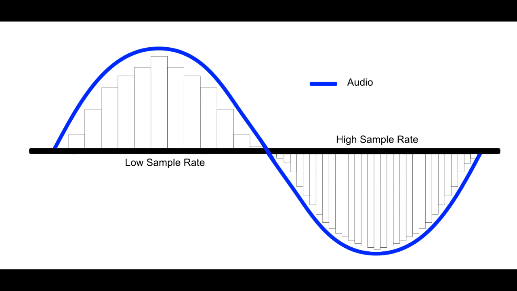Sample rate is the frequency with which data is collected. Typically, sample rate is measured in hertz or samples per second. For example, a sample rate of 44 kilohertz will include 44,000 pieces of data per second.